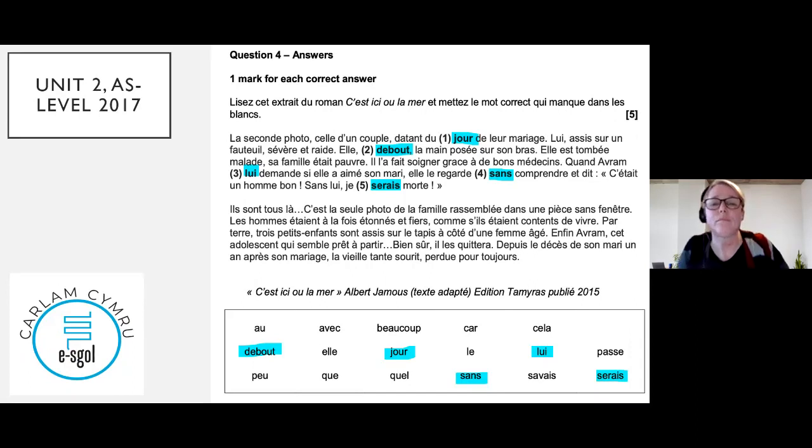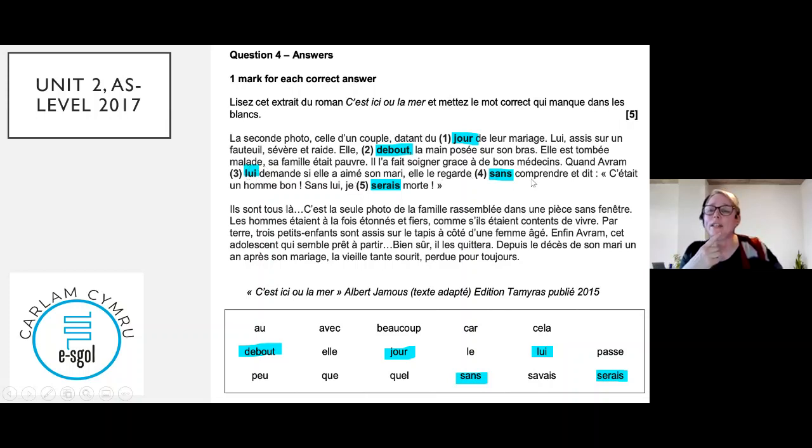Okay, let's go through the answers here. So, datant du jour de leur mariage. Jour is masculine singular, so that fits with du, doesn't it? Du is a clue there. Dating from the day of their marriage. So that makes sense as well. She is debout, in contrast to him. He is assis. He is sitting down. She's standing. Okay. Avram lui demande, asks her, asks to her, doesn't he? After demander à, we need an indirect pronoun. So it's lui demande. Okay.